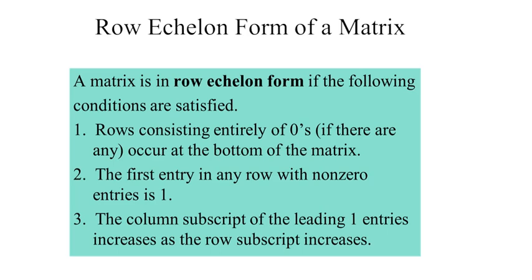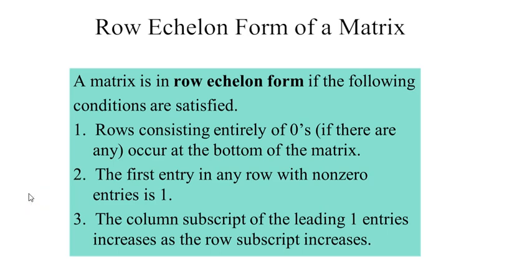Now we're going to talk about row echelon form of a matrix. A matrix is in row echelon form if all of these three conditions are satisfied. First, rows consisting entirely of zeros, if we have that occurring, those are going to be at the bottom of the matrix. Second, the first entry in any row with non-zero entries must be a 1. And the third condition, the column subscript of the leading 1 entries increases as the row subscript increases.